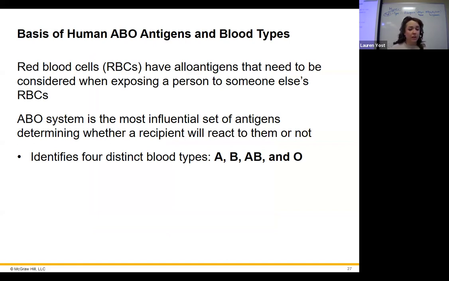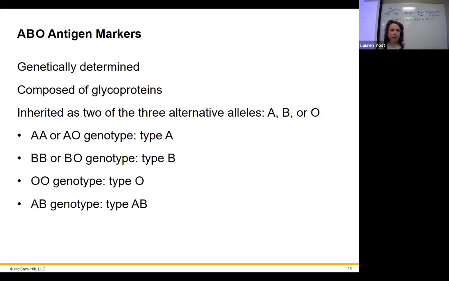Type 2 is going to be dealing with the blood types. There are 4 distinct blood types: A, B, O, and then AB, as well as the Rh factor. I want to talk about what that means and how we get there.